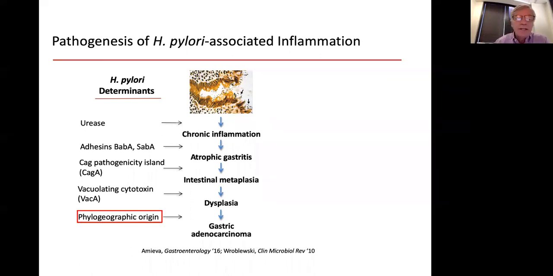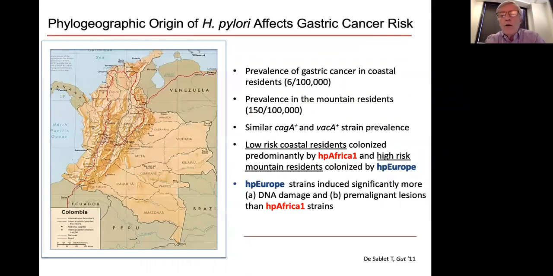I think there was a beautiful study that I'd like to review with you from our colleagues at Vanderbilt. They studied H. pylori infection and gastric cancer in Colombia, where Dr. Correa is from. They began studying the prevalence of H. pylori in two cities, a city on the coast, Tumaco, and a city 125 miles away in the mountains. Although these two cities were only 125 miles apart, the prevalence of gastric cancer on the coast was 6 per 100,000, whereas in the mountains it was 150 per 100,000, despite similar prevalence of CagA and VacA in isolated bacteria from both regions.